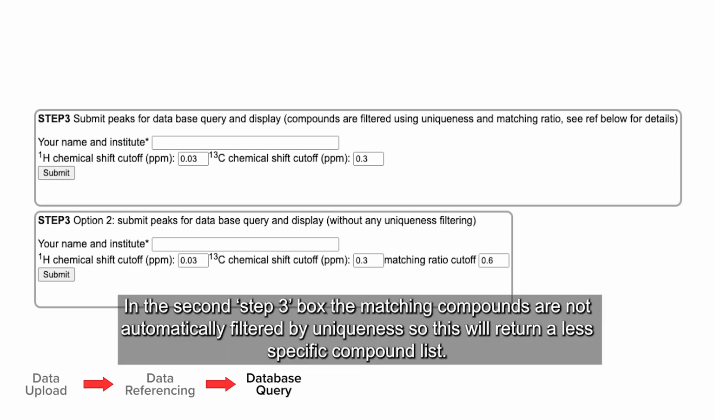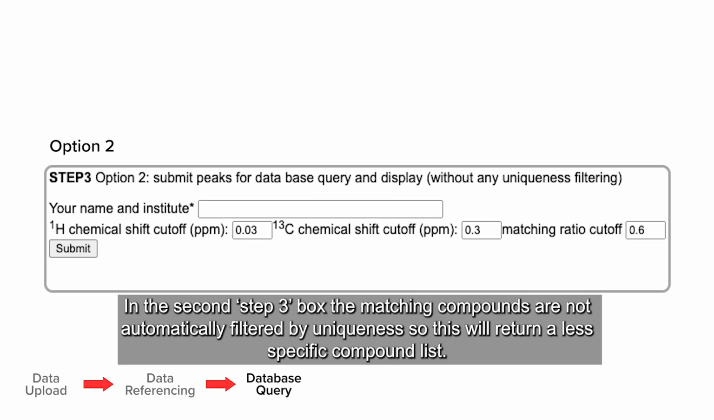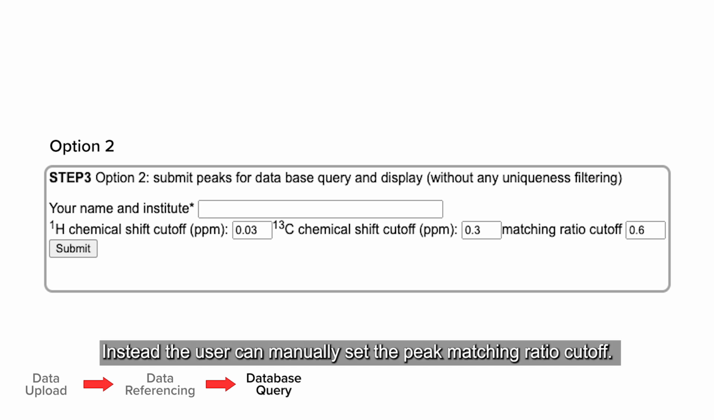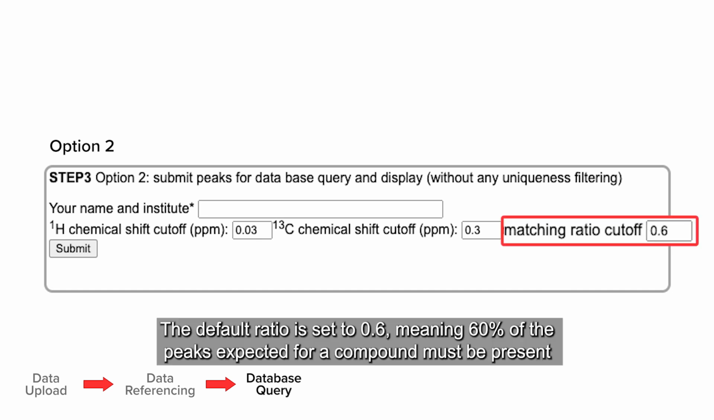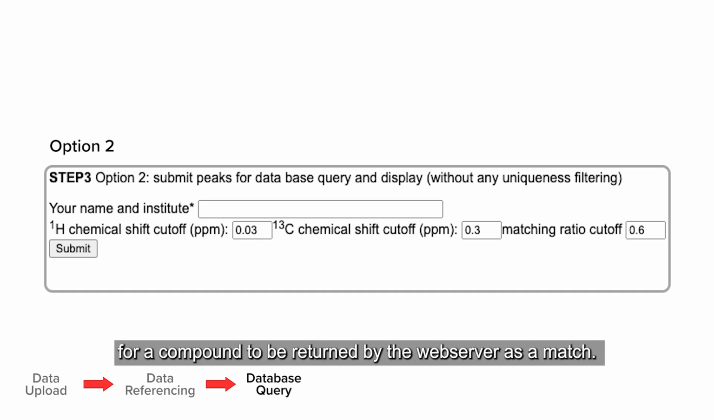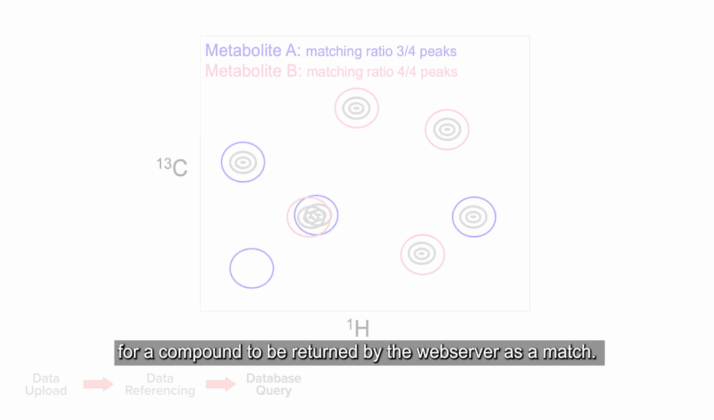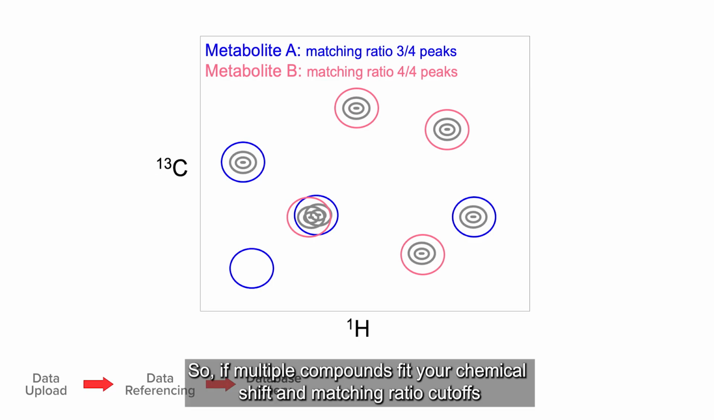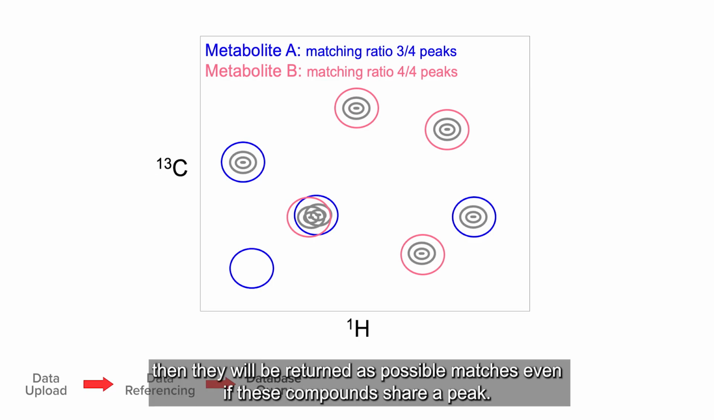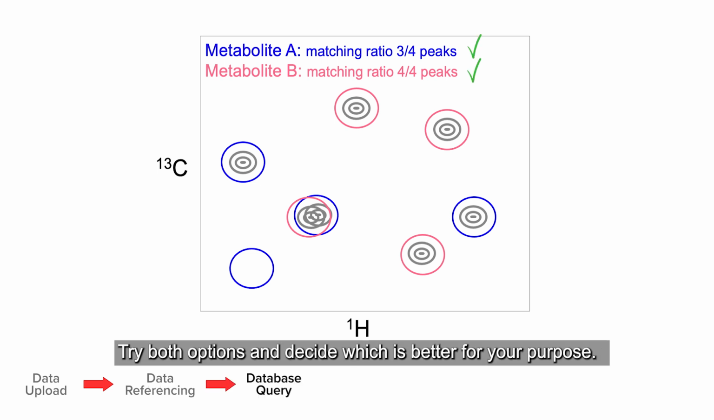compound. In the second Step 3 box, the matching compounds are not automatically filtered by uniqueness, so this will return a less specific compound list. Instead, the user can manually set the peak matching ratio cutoff. The default is set to 0.6, meaning 60% of peaks expected for a compound must be present for a compound to be returned by the web server as a match. So if multiple compounds fit your chemical shift and matching ratio cutoffs, then they will be returned as possible matches even if these compounds share a peak. Try both options and decide which is better for your purpose.